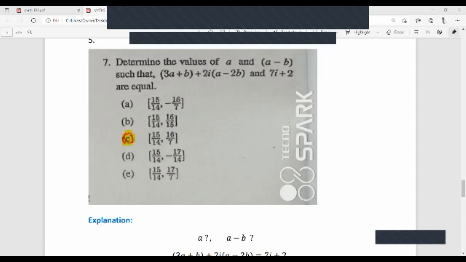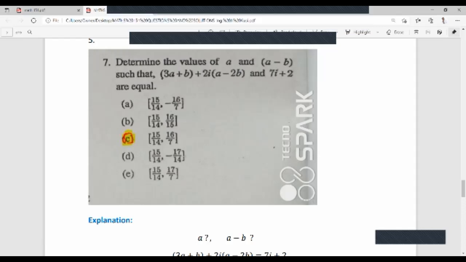Okay, so let's solve it. Actually, the answer is C, okay? I have circle C, 15 over 14 and 16 over 7. So that is the answer. So let's prove why that is the answer.